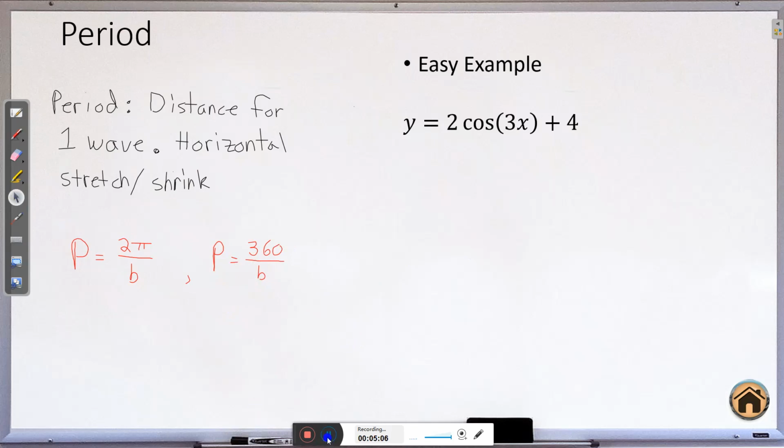So let's try one. So when we have an equation, first thing we want to do is identify all of the characteristics. So the first thing I see here is the amplitude is 2. Next thing I see is the midline is y equals 4. So now the new part, the period. So using this 3, that is the b value. So that means my period is equal to 2 pi over 3.